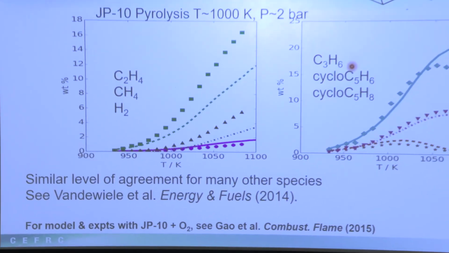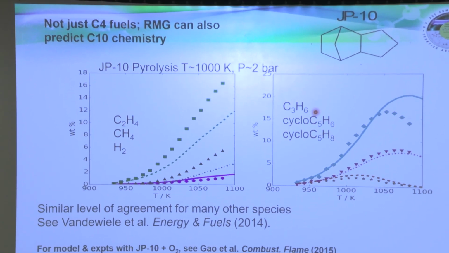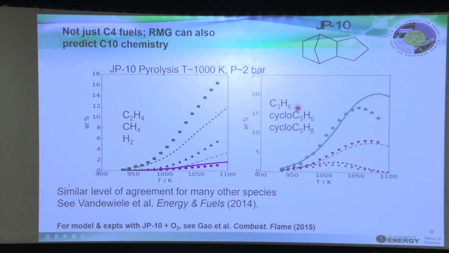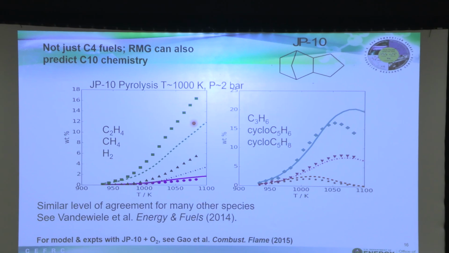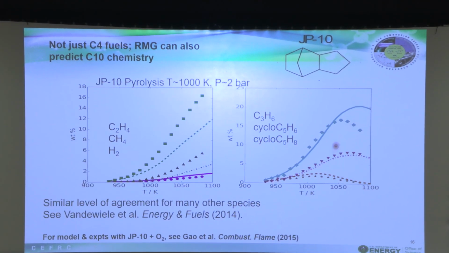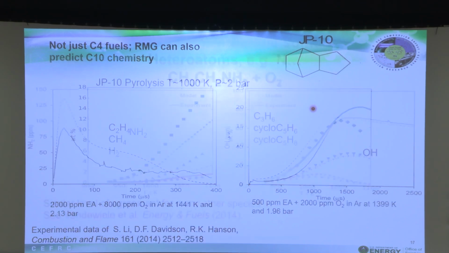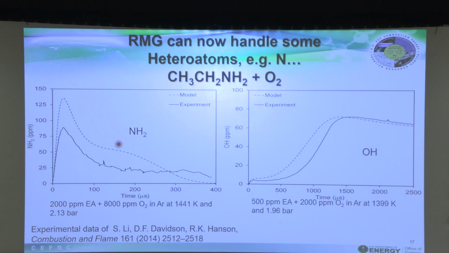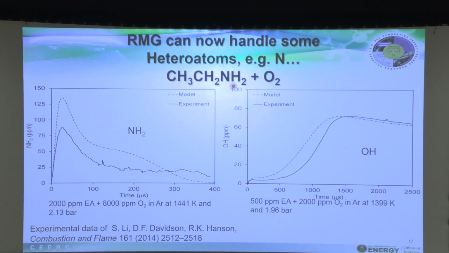All right, and we've also done more complicated ones. This is JP10. We can do the pyrolysis of JP10 and predict the products. And again, you see it doesn't match experiment perfectly, but it's kind of close. So you get the idea of the simulation. So these are cases where it worked really well. Here are comparisons for reactions of ethylamine with oxygen and the yield of NH2. These are experiments measured by Hansen's group. This is what our predictions are. Certainly not perfect, but kind of similar to what they saw.